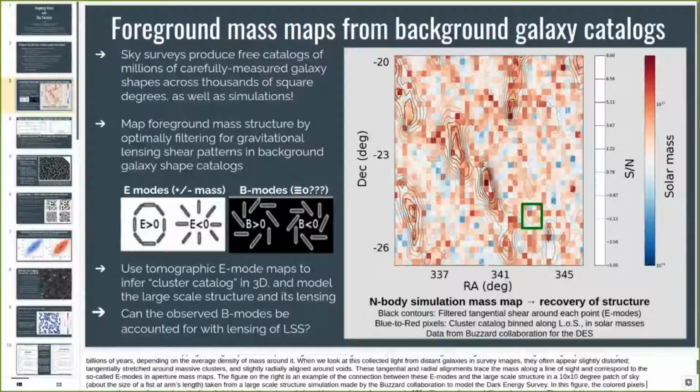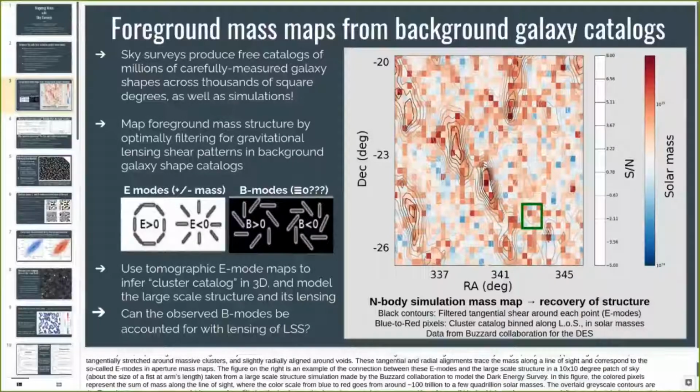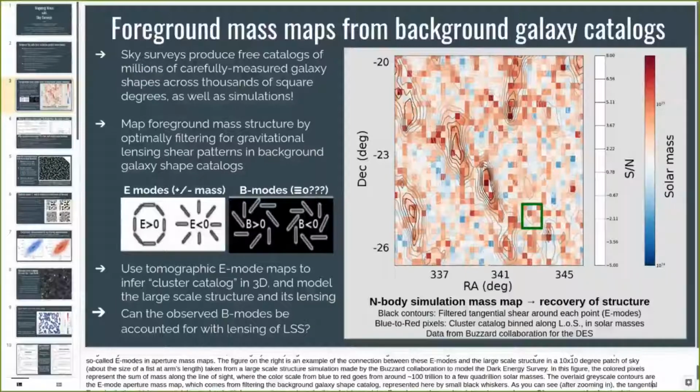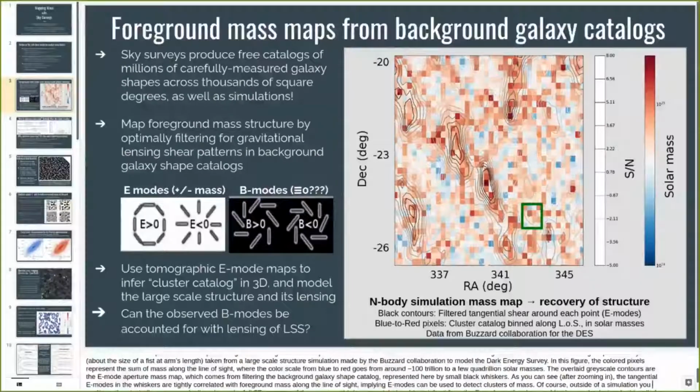in aperture mass maps. The figure on the right is an example of the connection between these E modes and the large-scale structure in a 10 by 10 degree patch of sky, about the size of your fist at arm's length, taken from a large-scale structure simulation made by the Buzzard collaboration to model the Dark Energy Survey. In this figure, the colored pixels represent the sum of mass along a line of sight, where the color scale from blue to red goes from around 100 trillion to a few quadrillion solar masses. The overlaid grayscale contours are the E-mode aperture mass map, which comes from filtering the background galaxy-shaped catalog, represented here by small whiskers.